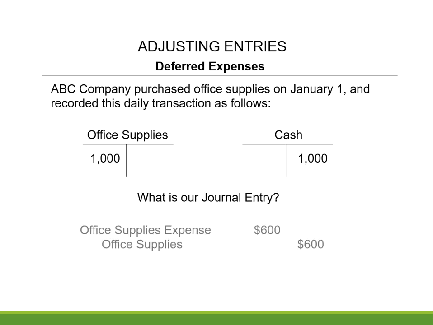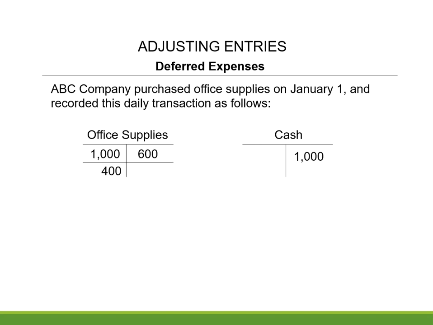Okay, so what is our journal entry? We're going to debit supplies expense, office supplies expense, for $600, and we're going to credit our office supplies account for $600. This will reduce our asset account and bring it down to the true balance. So as you can see in the journal entry over here, we have $1,000 that we started with, we used $600, and now it properly reflects the $400 worth of supplies remaining.